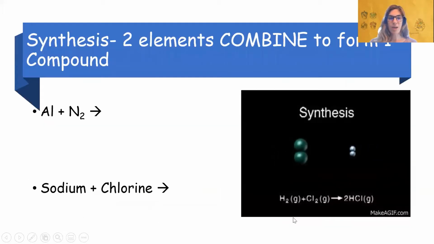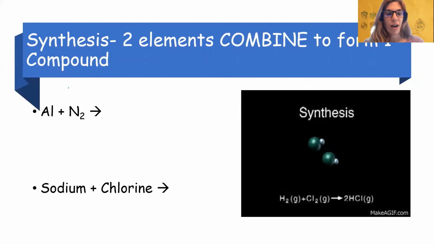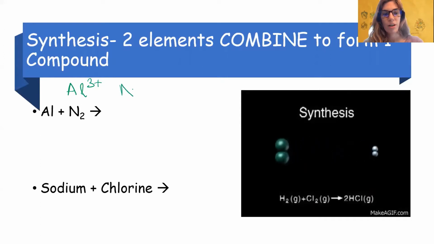So let's look at some examples of a synthesis reaction. Remember that a synthesis reaction has 2 single elements combining to form 1 compound. In the first example, I have aluminum and nitrogen. Before I go any further, I'm going to write out these elements with their charges. So I have aluminum 3+ and nitrogen gas, which is 3-. Once I've written that out, then I can do my cross and drop to find my compound.